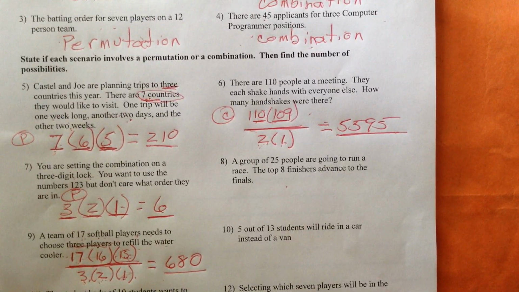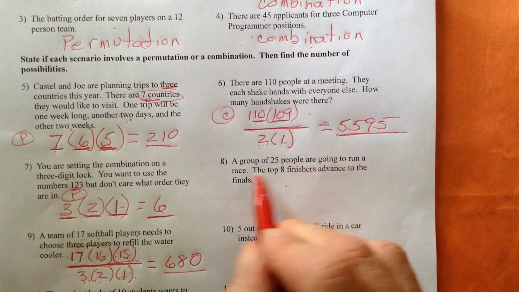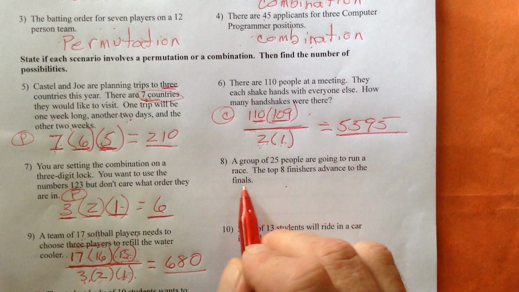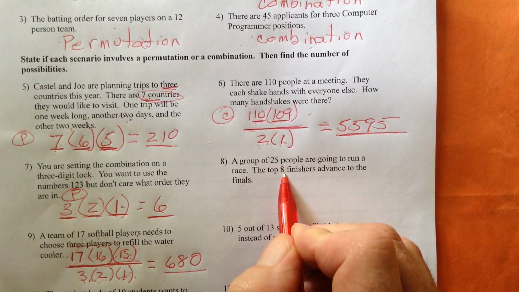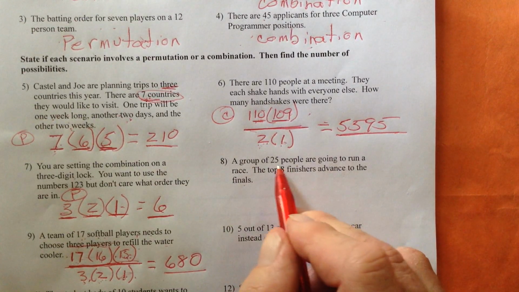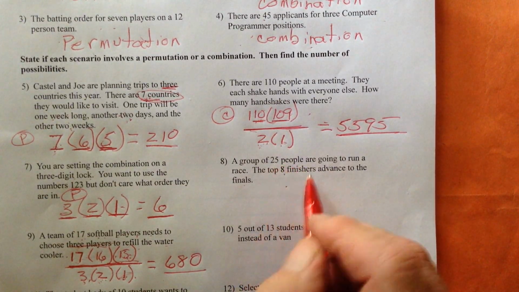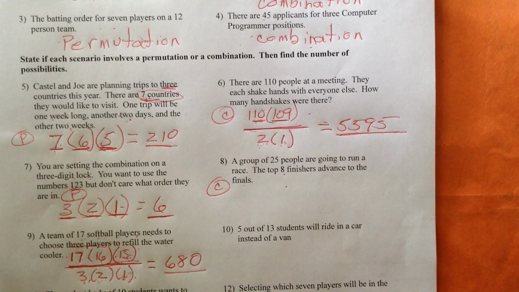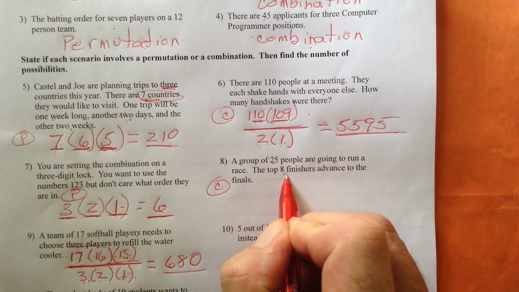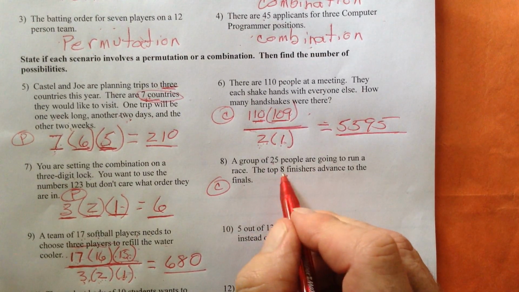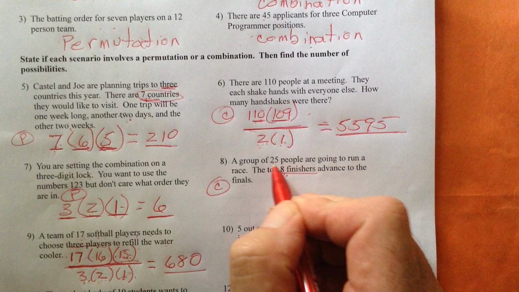It says here, a group of 25 people are going to run a race. The top 8 finishers advance to the finals. So it doesn't matter the order that they finish. You could come in 8th place and you're still going to advance. So out of those 25 people, how many combinations, this is a combination because the order doesn't matter, how many combinations can you make out of these 25 people if you're just pulling 8 out of the group? So here, wow, I got 8 out of the 25.